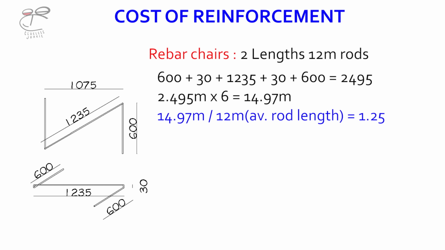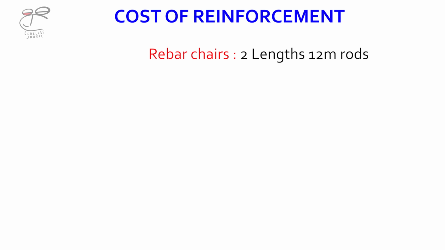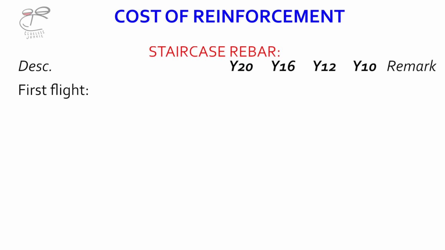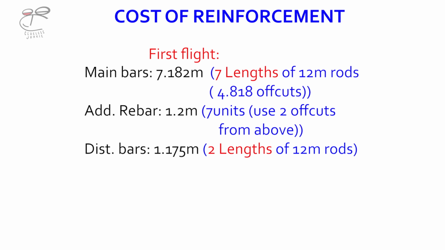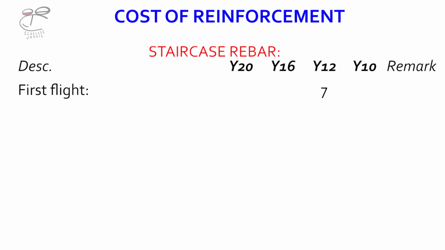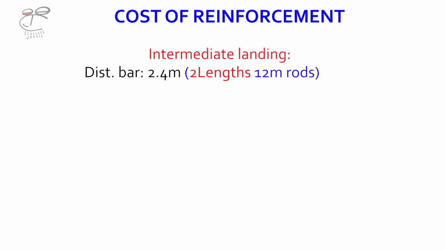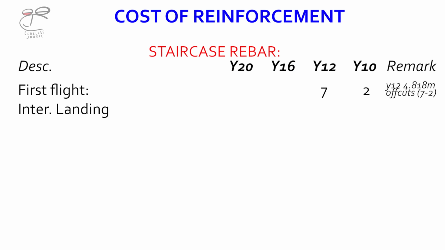We'll collate that. First flight main bars is about 7 lengths of iron, so we'll specify that on the list. Then the Y10, which is the distribution bars, we'll put 2 lengths there. We'll have offcuts, Y10 offcuts in that. For the intermediate landing, there's about 2 lengths of Y10 or whichever type of rebar is being used. You specify that under it.